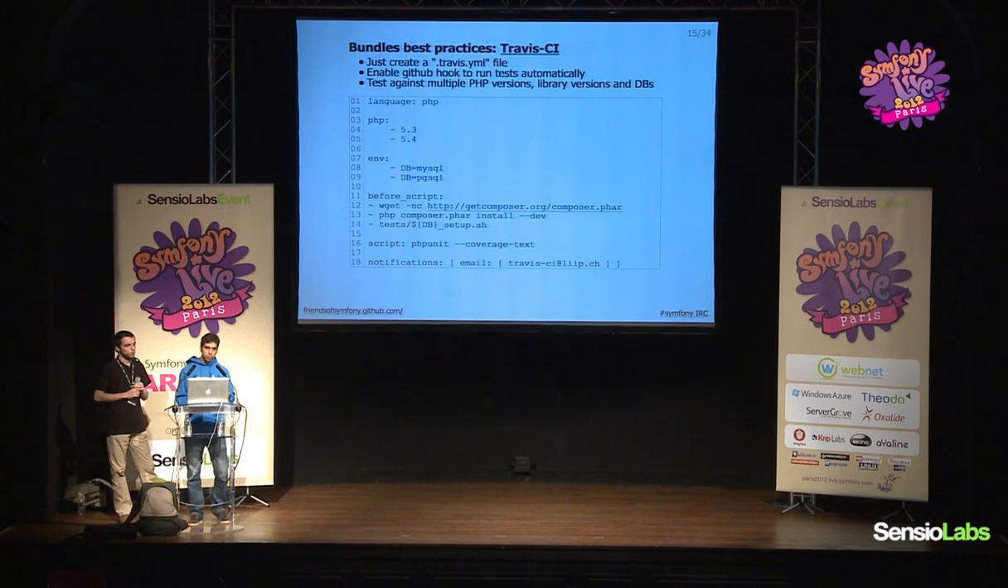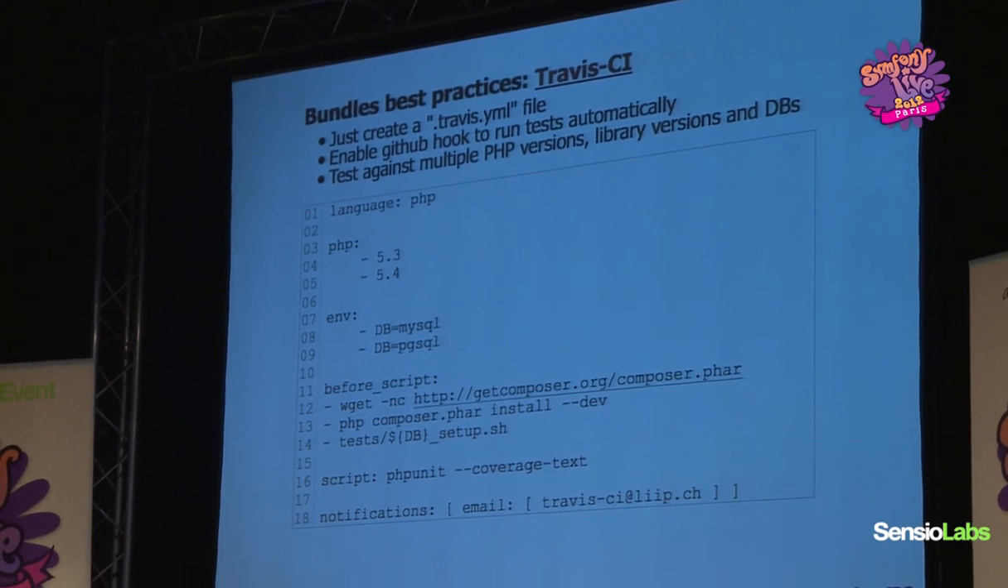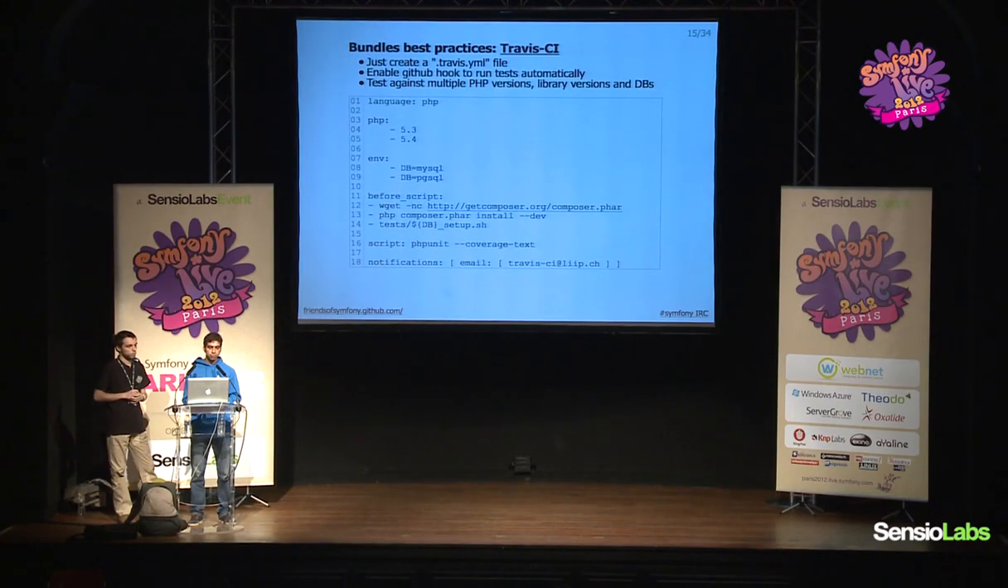So another thing that I mentioned when I was talking about bundles is the Travis CI service, which is basically a continuous integration server that runs in the cloud and that you can very easily integrate if you're placing your bundles on GitHub. All you have to do is create a .travis.yml file and enable a hook on GitHub, which is actually very easy. You can just go to the Travis CI website, click login with your GitHub account, and then you get a list of all the repositories you have access to on GitHub, and you have a little flip switch there that you can set to on if you want to enable the commit hook.